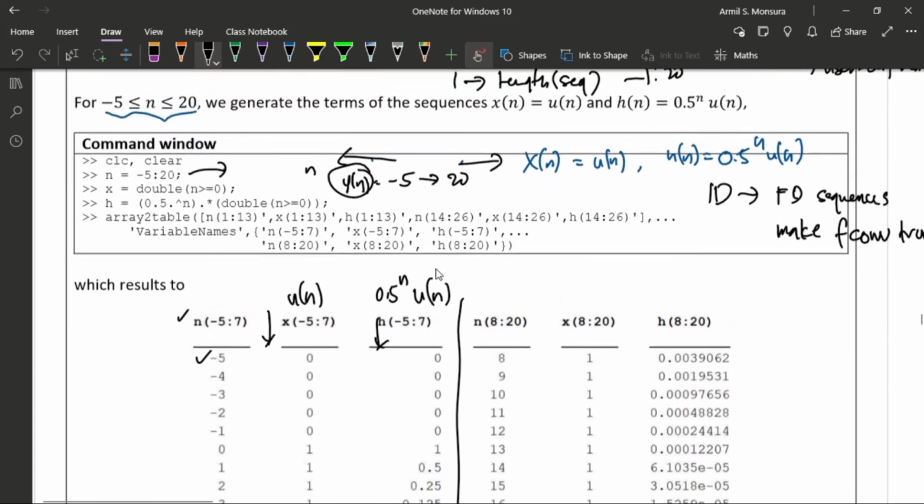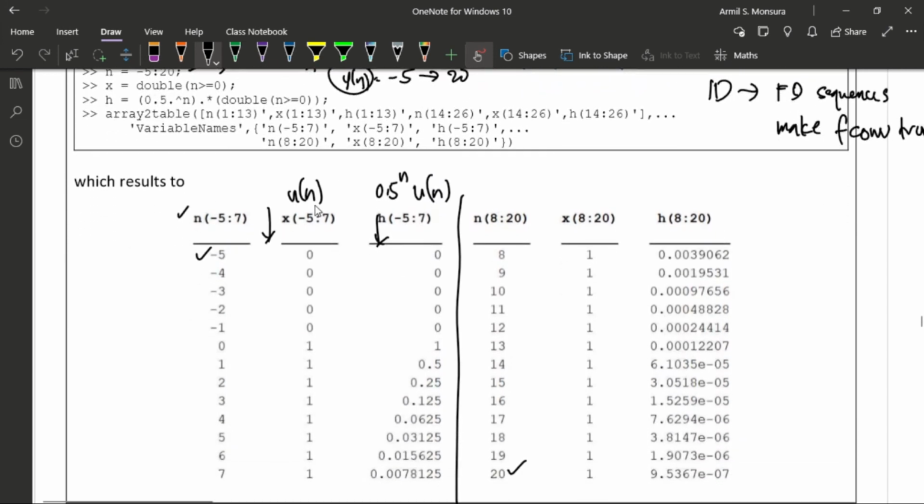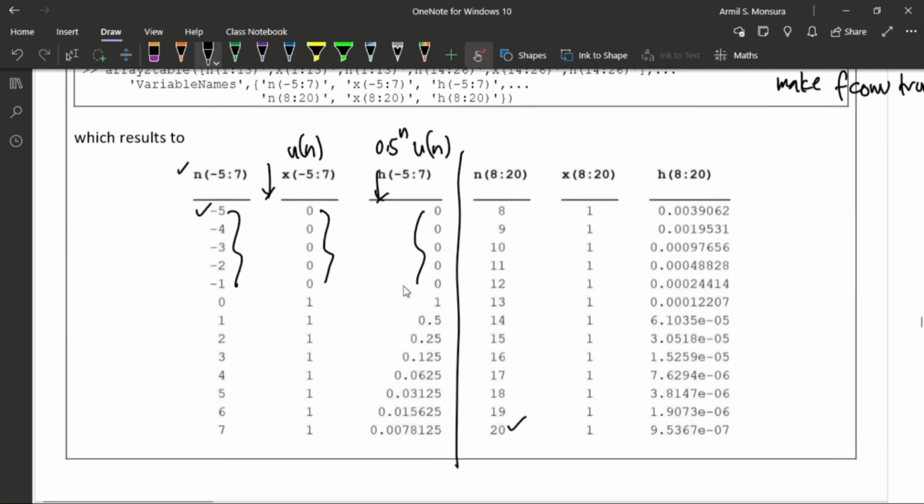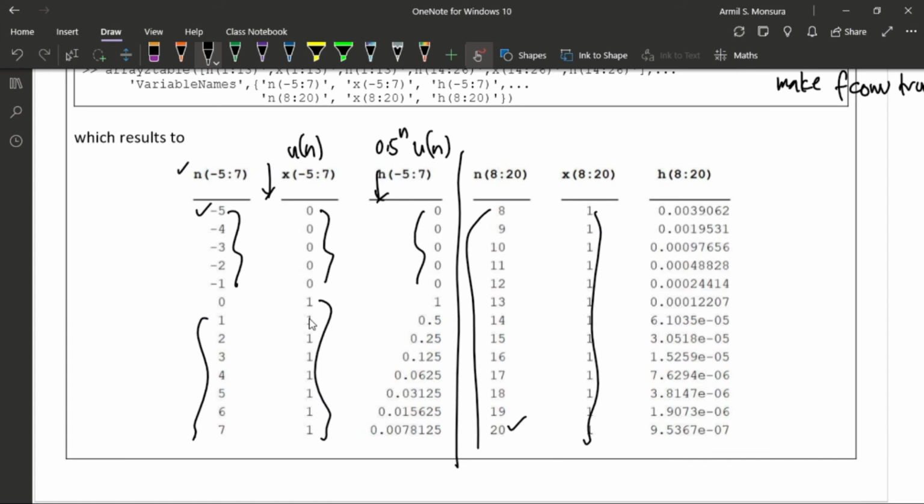Okay? So, makita natin na since yung x niyo is step signal, so 0 siya for negative values of n. Ito rin 0 din to for negative values of n, kasi nakamultiply si u of n dito sa exponential niyo. While si x is 1, pag positive si n. So, for positive n, 1 si ano. So, ito naman, pag positive si n, 0.5 raised to n siya. So, ito yung values ng 0.5 raised to n niyo.